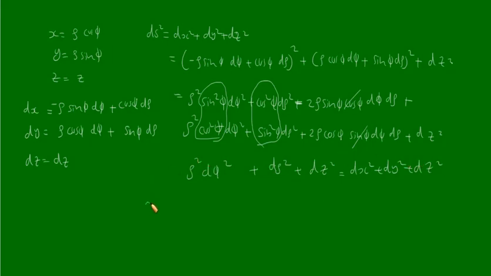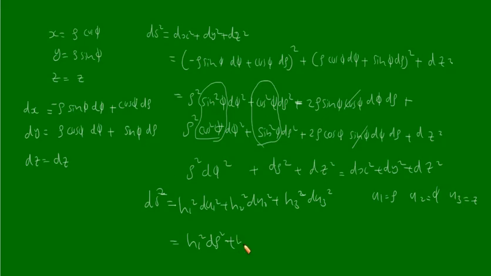Now in an orthogonal curvilinear coordinate system, we have ds square is equal to h1 square du1 square plus h2 square du2 square plus h3 square du3 square. And here we have u1 is equal to rho, u2 is equal to phi, and u3 is equal to z. So this equation will take the form h1 square d rho square plus h2 square d phi square plus h3 square dz square. If you compare these two equations, then h1 square is equal to the coefficient of d rho square.